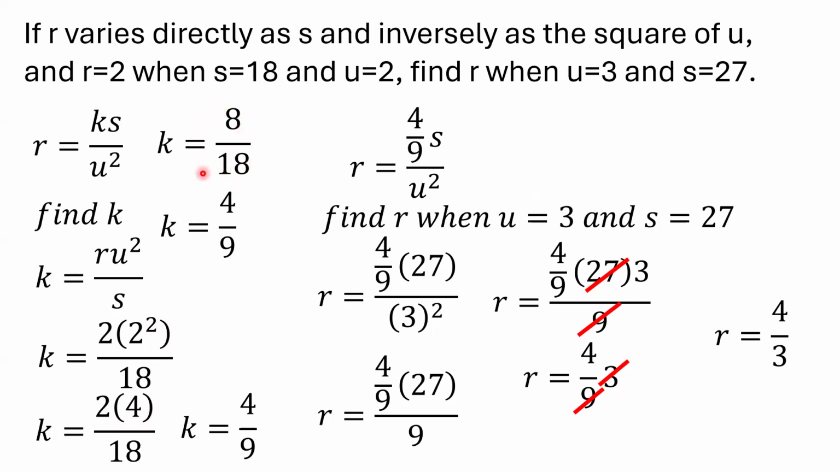But since I see that this is 8 and 18, I know that this can be divisible by 2. So, nung dinivide ko siya by 2, ang 8 divided by 2 naging 4, 18 divided by 2 naging 9. Kaya ang k ko ngayon will be 4 over 9. So, since nakita ko na yung k is equal to 4 over 9, bumalik ulit ako dito sa aking general equation, where r is equal to k directly with s, inversely with u squared. So, instead na k, ginawa kong 4 over 9.